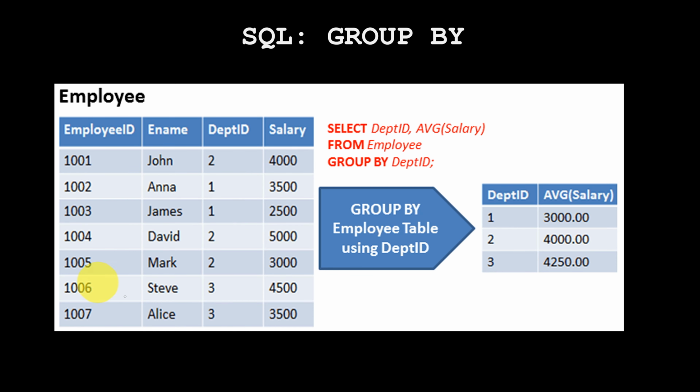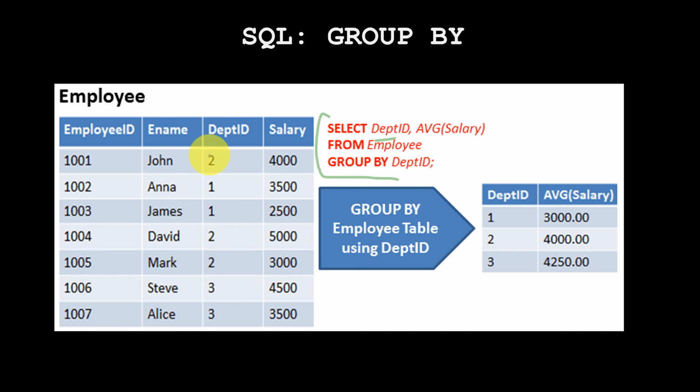Here we have an example table, which is employee. Here you have the employee ID, their names, the department number, and their salary. We call this query, and as you can see, we are grouping by the department ID and averaging the salary to see which department has on average the highest salary. So this is the table we get.